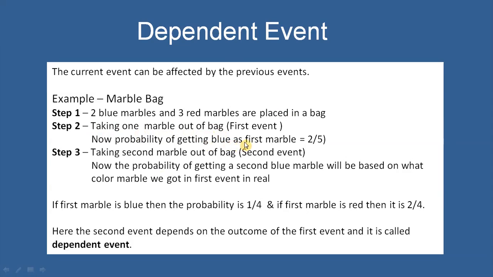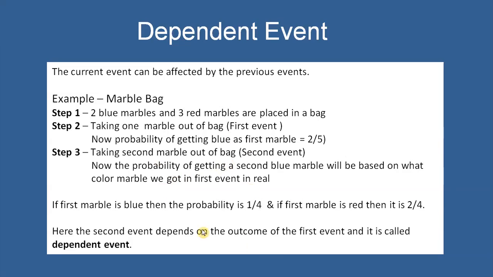Now, the probability of getting a blue marble as the first marble is 2 by 5, because in the bag we have 2 blue marbles, so the possible chances are 2, and the total possible outcome is 5, because there are 5 marbles in the bag. Now step 3, taking the second marble out of the bag. That is, we are taking another marble from the bag. We call it the second event.